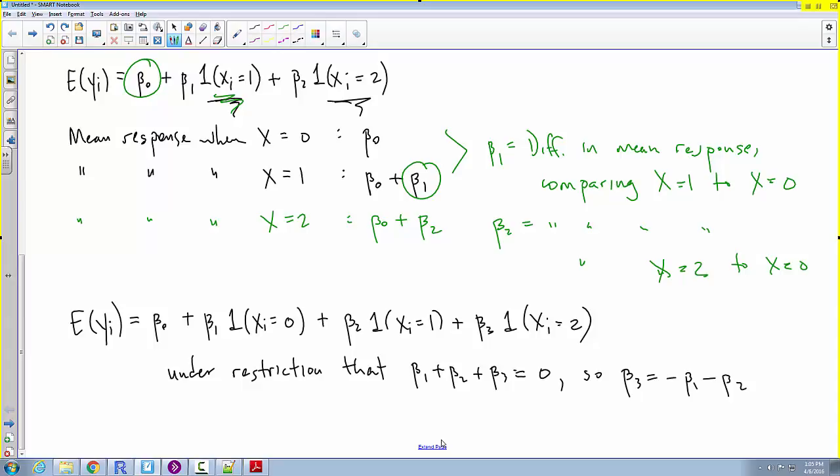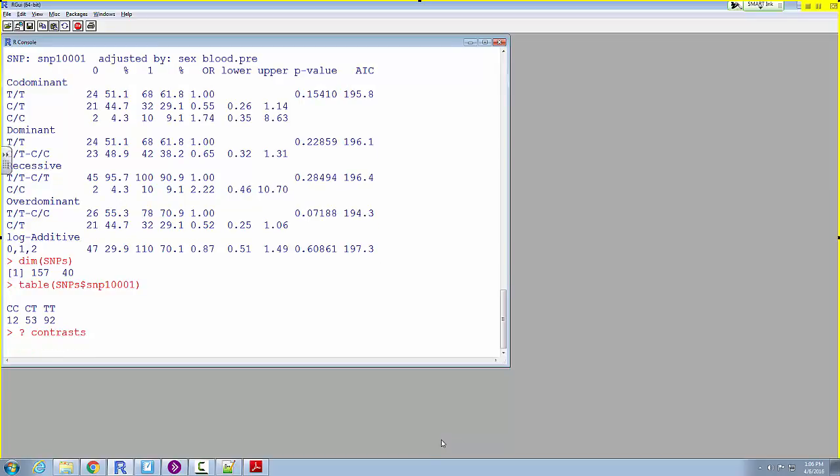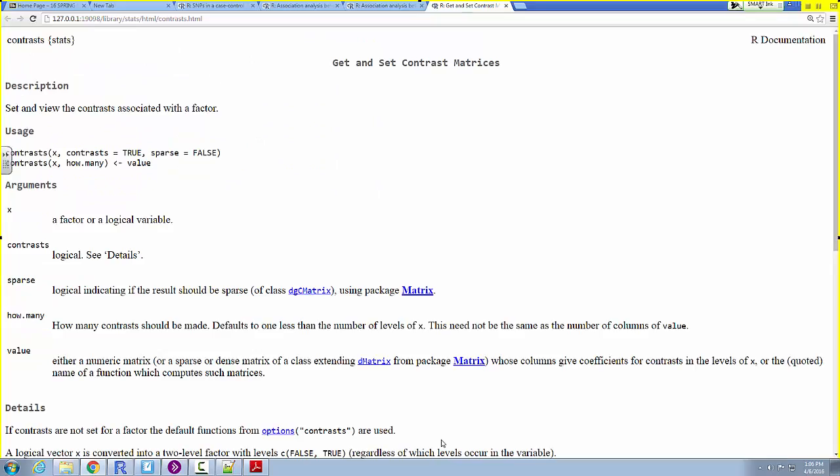So that's an identifiable model. It is exactly equivalent to the previous one. In R, if you're interested in fiddling with those types of things, check out the contrasts function. Or it might just be contrast. Yeah, it's this one. So if you have a factor, you can change between different ways of parameterizing it.